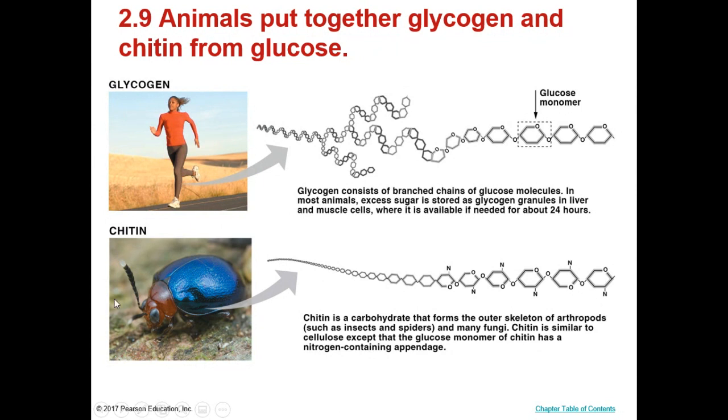Another way in which animals use carbohydrates is, for example, to build an exoskeleton. The exoskeleton of this insect is made up of a carbohydrate called chitin. Again, it's a rather tough structure that not only provides structure to the organism, but it also gives it protection, essentially.